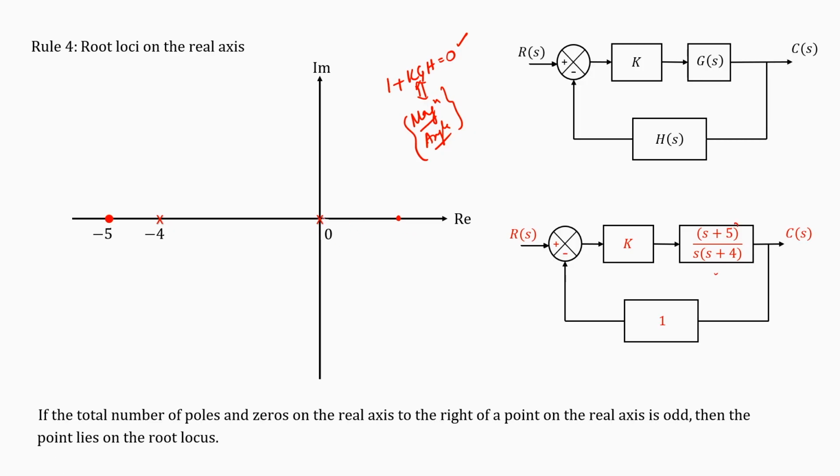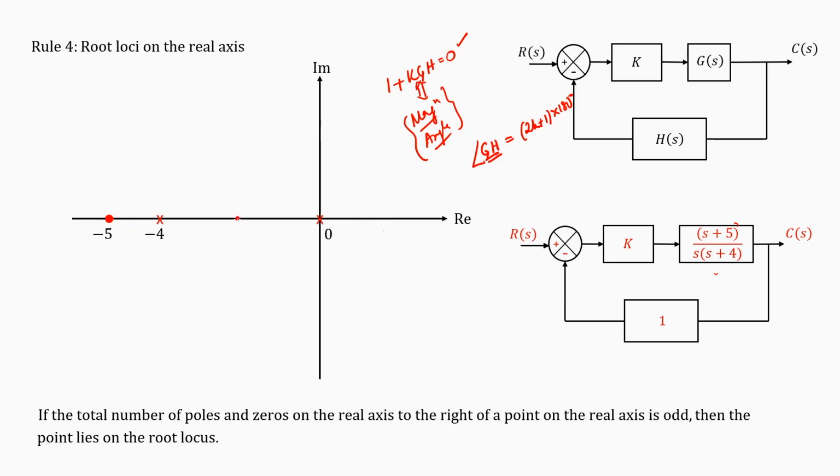If I have to check whether the angle criteria is satisfied, what do I have to do? Again remember, the angle criteria says that the angle of GH must be equal to an odd multiple of 180 degrees. So, I am checking GH here. G into H is G itself. Now you have to draw a phasor from here to here. What is the angle? 0. What is the angle from here to here? Again 0. What is the angle from here to here? 0. So, there is no way that the angle criteria is getting satisfied by this point.